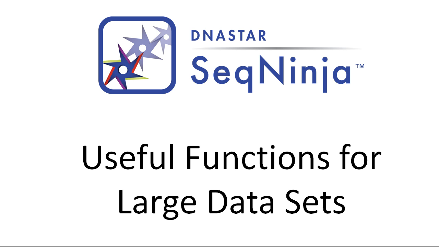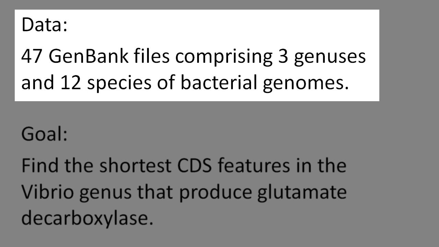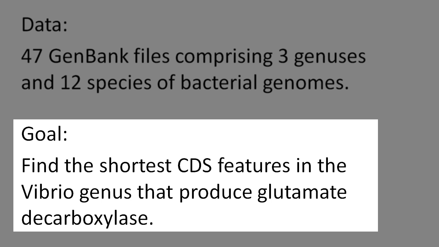This video will discuss 3 SeqNinja functions that are particularly useful for handling large data sets. In this example, we'll start with a folder of 47 GenBank files comprising 3 genuses and 12 species of bacterial genomes. Our goal is to find the shortest CDS features in the Vibrio genus that produce glutamate decarboxylase.